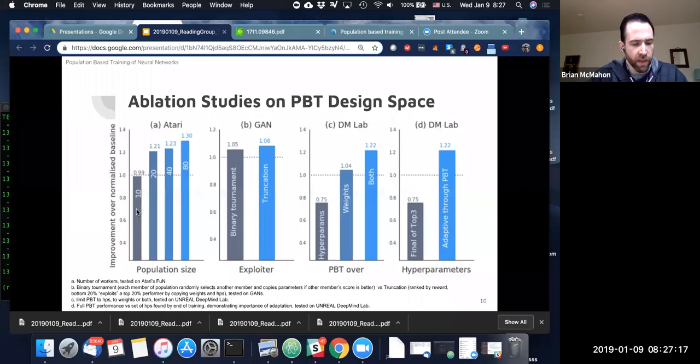Binary tournament is where each member of the population randomly selects another member of the population, and if the other member's score is better, then it copies the parameters from the higher score. So as we can see here, truncation works slightly better.